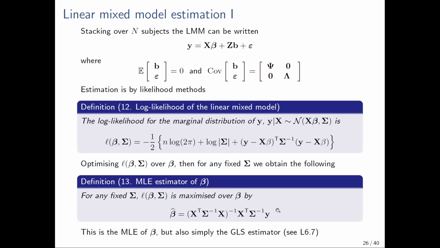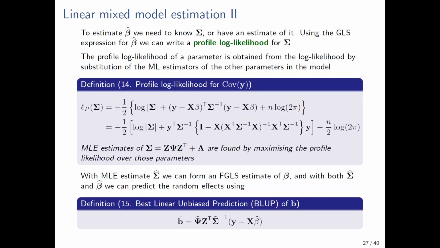And this is the MLE of beta, but this should also look familiar to you. If you look at the form of this estimator, this is simply a generalized least squares estimator with sigma in the middle here and here in inverse form. That's the GLS estimator we derived in lecture 6. And so the maximum likelihood estimator for the mixed model and the generalized least squares solution actually coincide in this case. And that's important actually for linear mixed model computation.